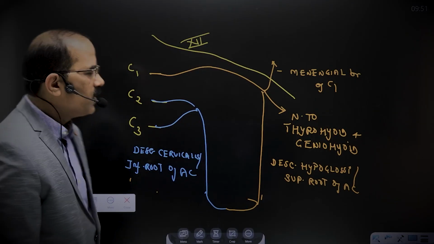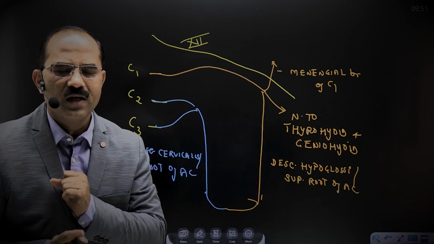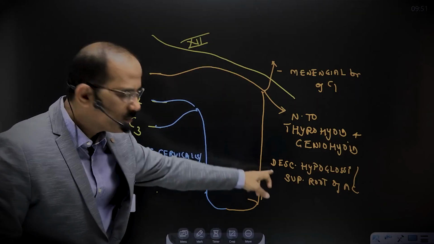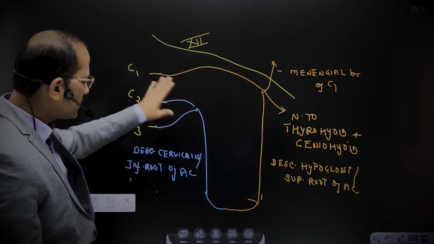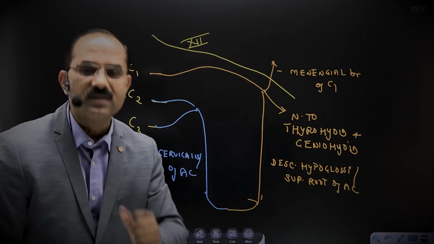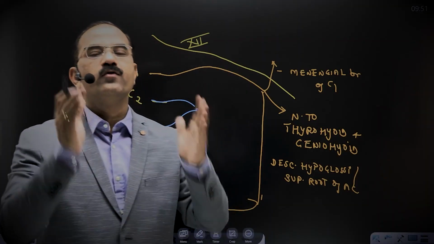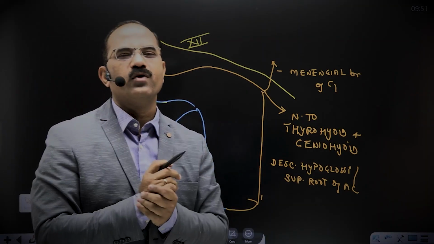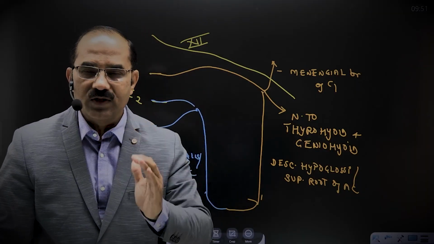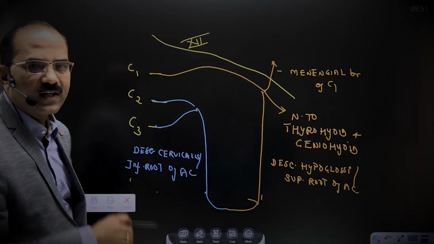Clear to all of you? So how is the Ansa formed? Basically C1, C2, C3. The superior root is derived from C1 fibers. The inferior root is derived from C2, C3 fibers. Together they join to form this loop which is known as Ansa cervicalis. And this Ansa lies on the anterior wall of the carotid sheath. Perfect, students. Is this clear? What is Ansa cervicalis, how is it formed, where does it lie?